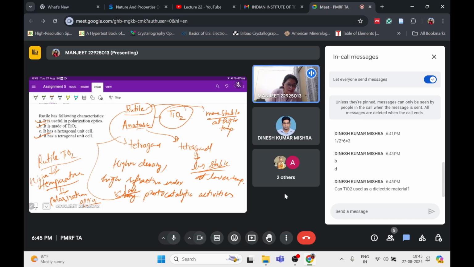Can TiO2 be used as a dielectric? Yeah, TiO2 we generally consider as a dielectric material. For that consideration, we take TiO2 because it has a high refractive index, and the dielectric constant of TiO2 is also high. So we can use TiO2 as a dielectric material.